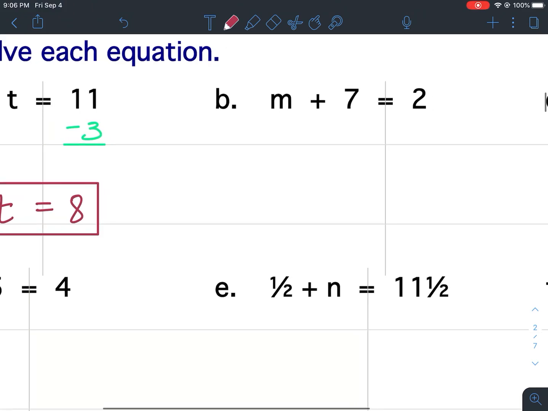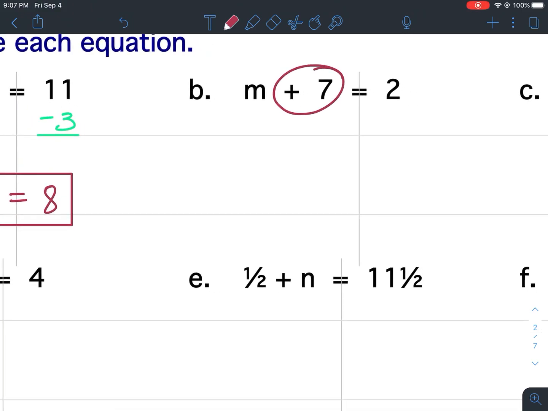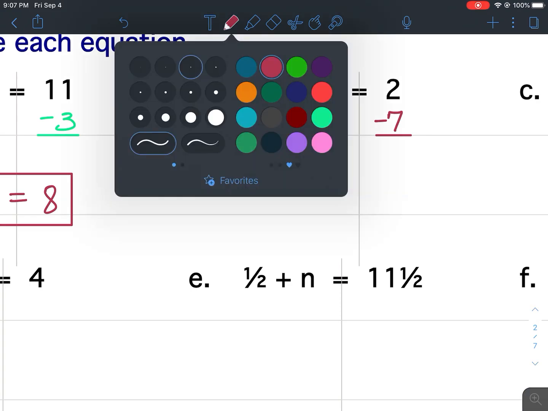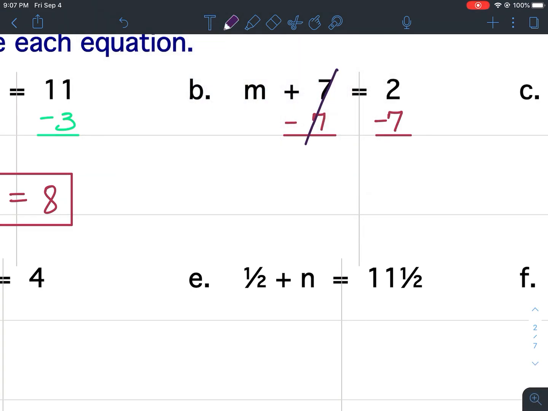For b, to isolate the m, I need to get rid of this positive 7. The inverse operation would be to subtract 7 from both sides. So that allows me to cancel the 7's. Bring down the m. Keep the equal signs lined up. 2 minus 7. Those signs are different. Subtract, keep the sign of the larger number. And you get negative 5.